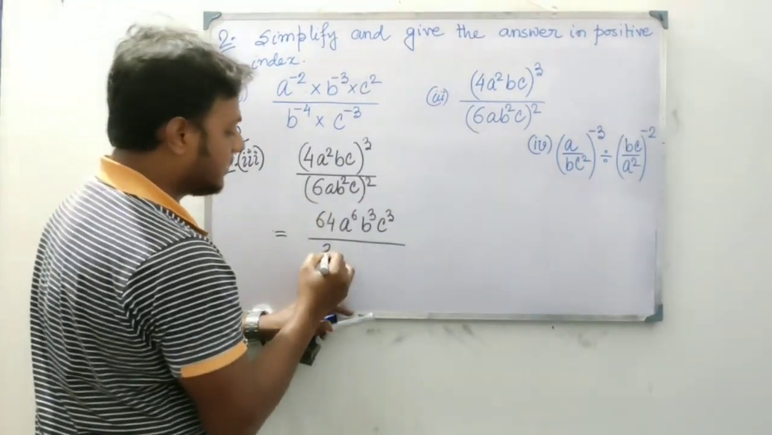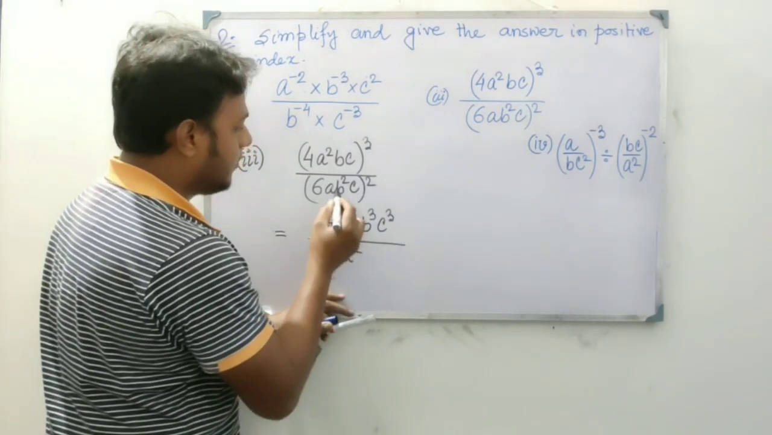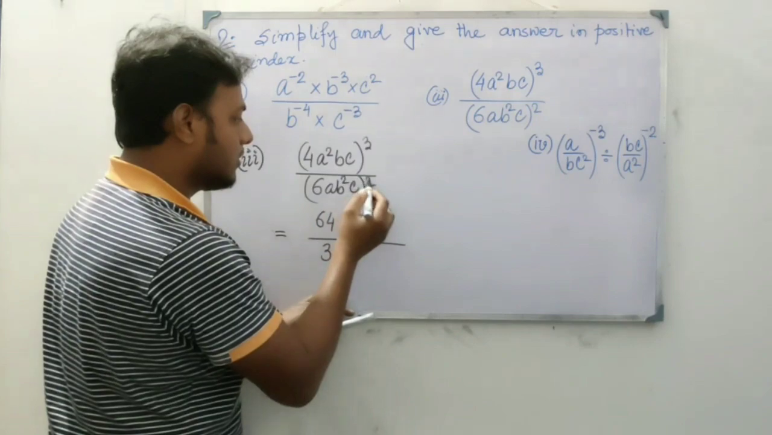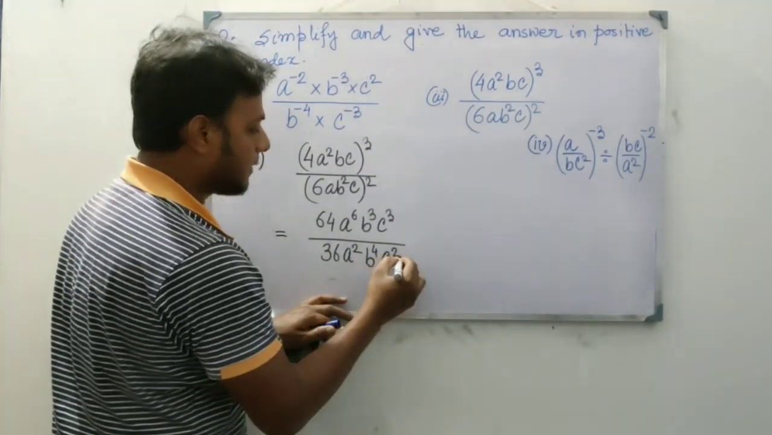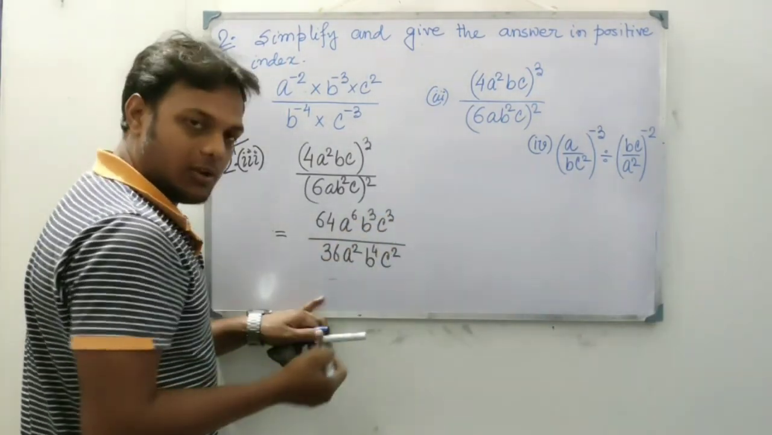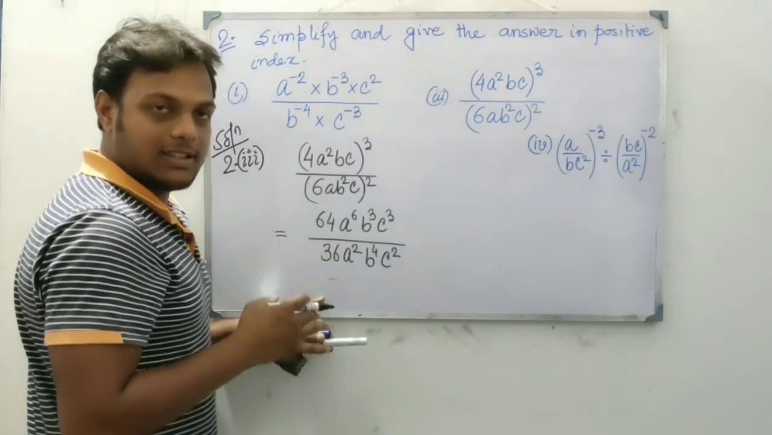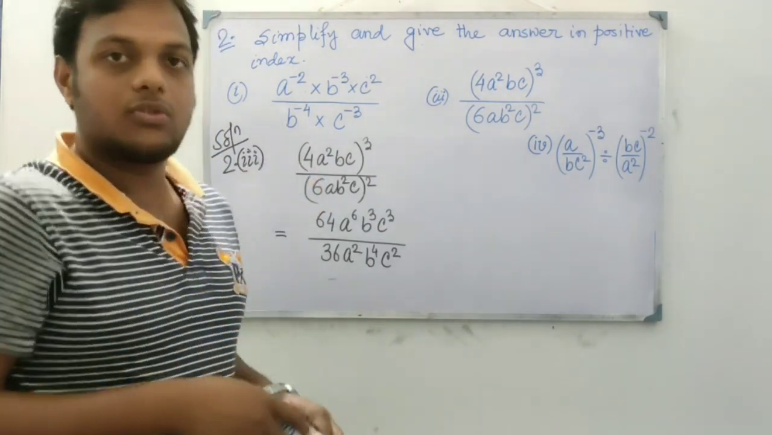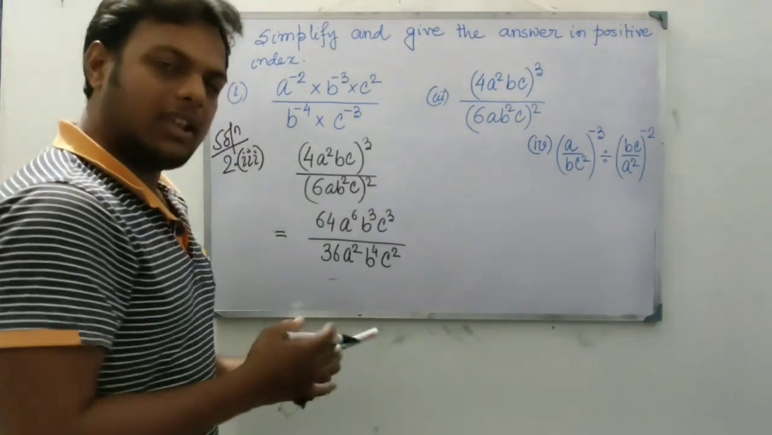6 square is 36, a square, b square, and then again square. So if you multiply these two, b to the power 4 into c square. Clear? You can cancel out over numerator and denominator. You have used that already, but since we are now solving the law of indices, actually the cancellation also follows the law of indices. Okay, so you can cancel also.